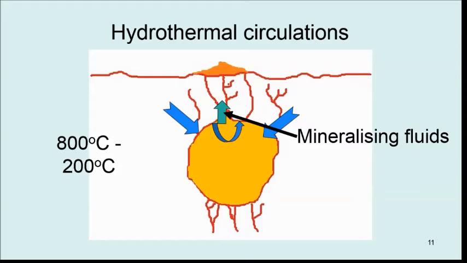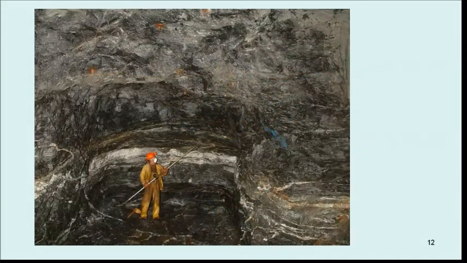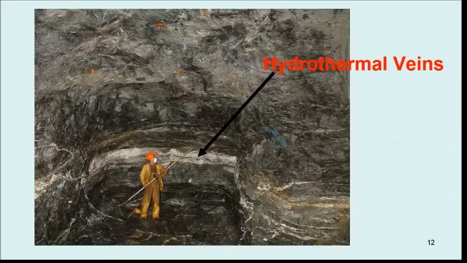Now these circulating fluids are called mineralizing fluids because they contain lots of minerals such as tin, zinc, copper and iron. And these flow out from the central point out through the veins towards the surface. Here you can see an example of a hydrothermal vein. This is a zinc layer in Germany which is caused by a hydrothermal circulation.